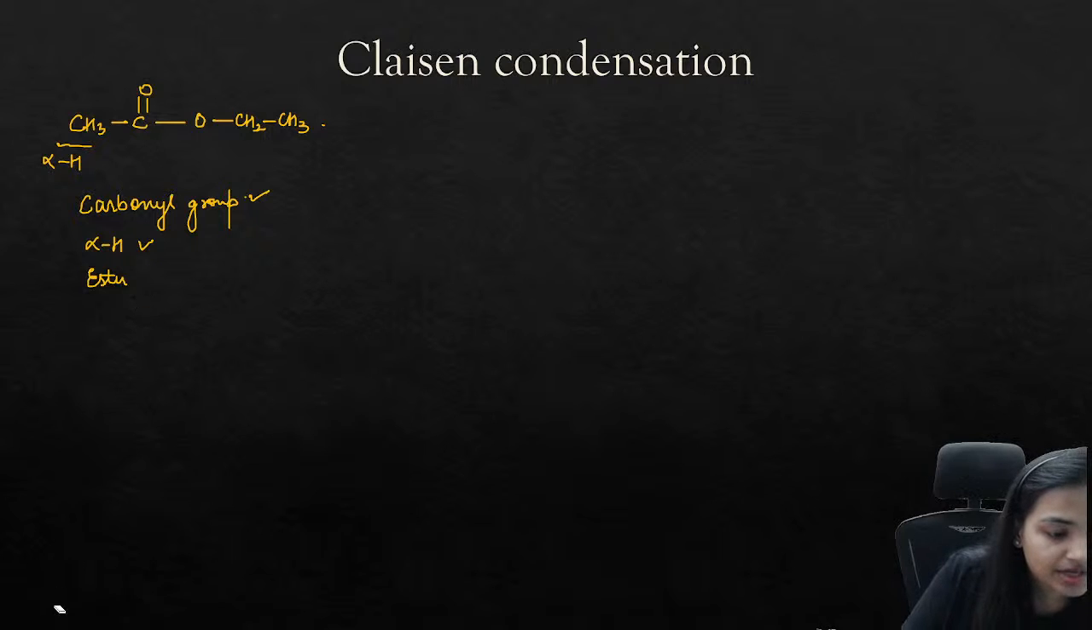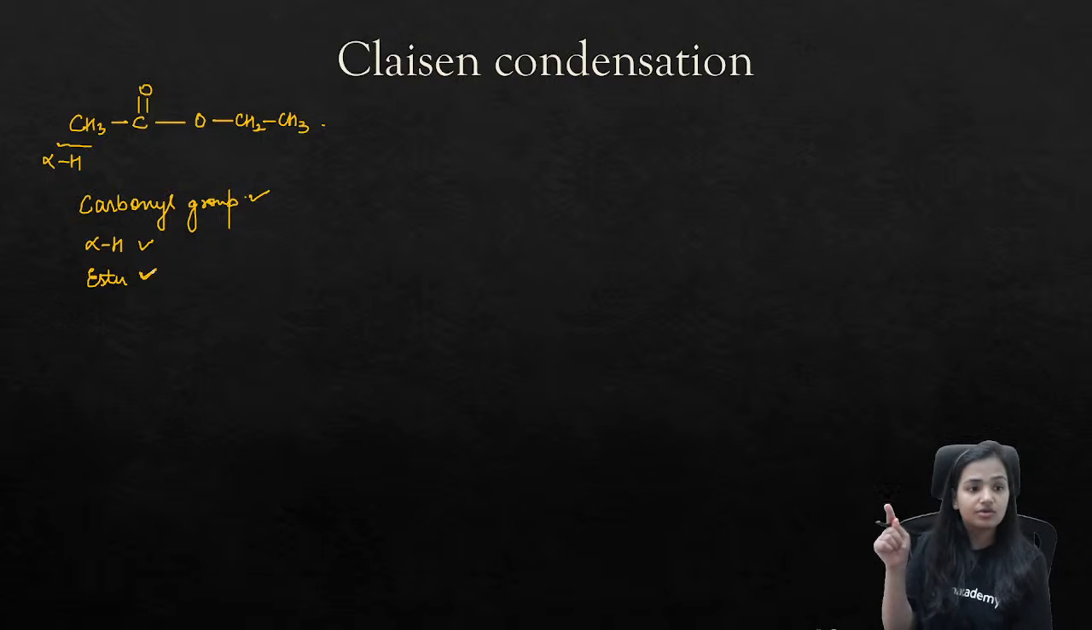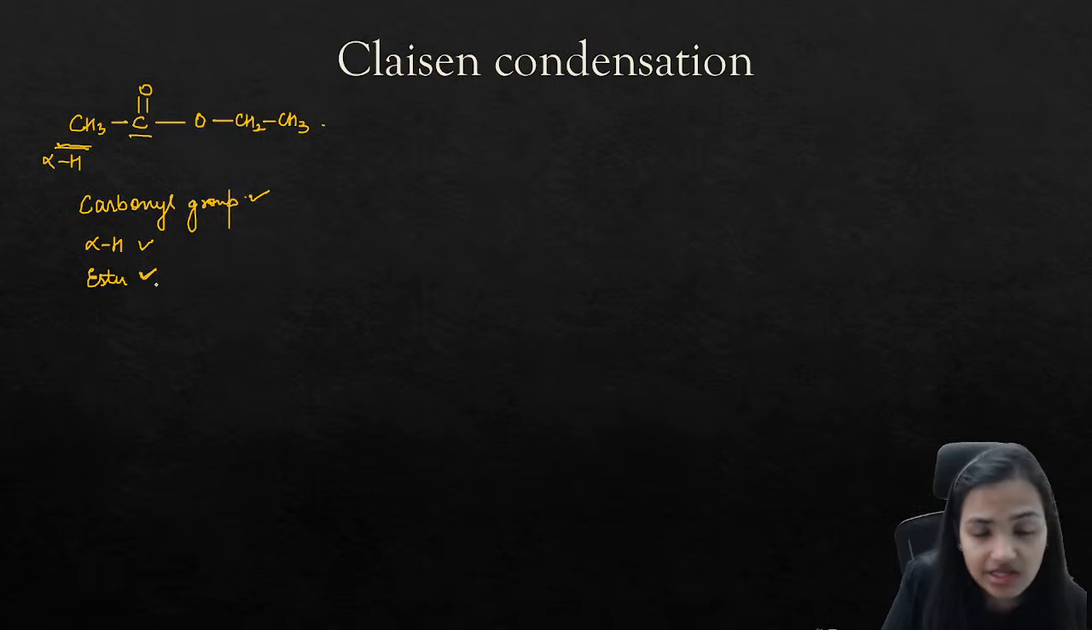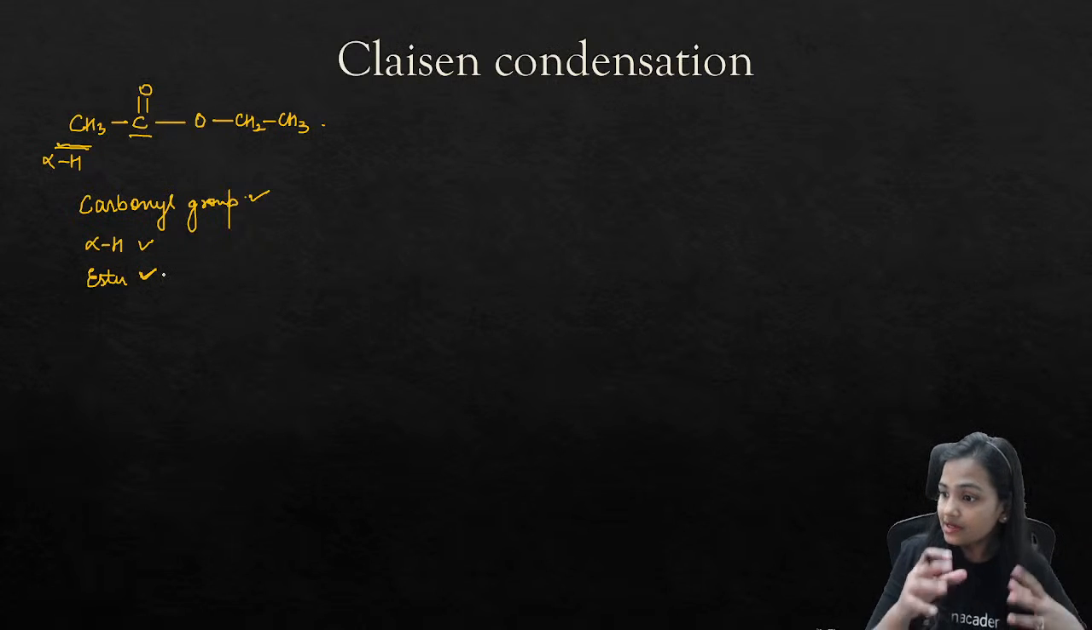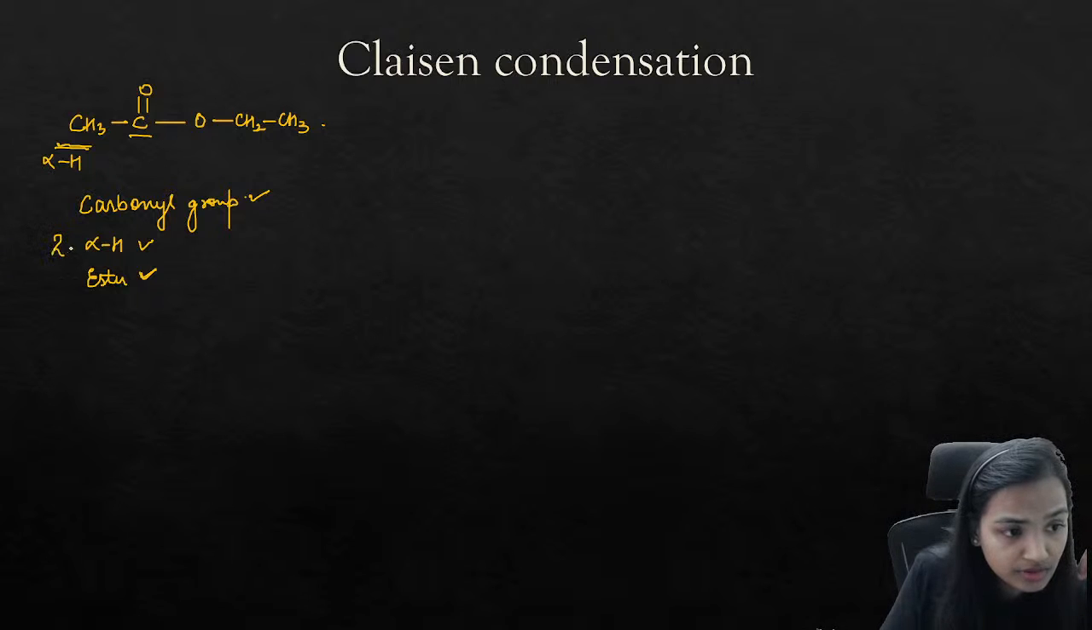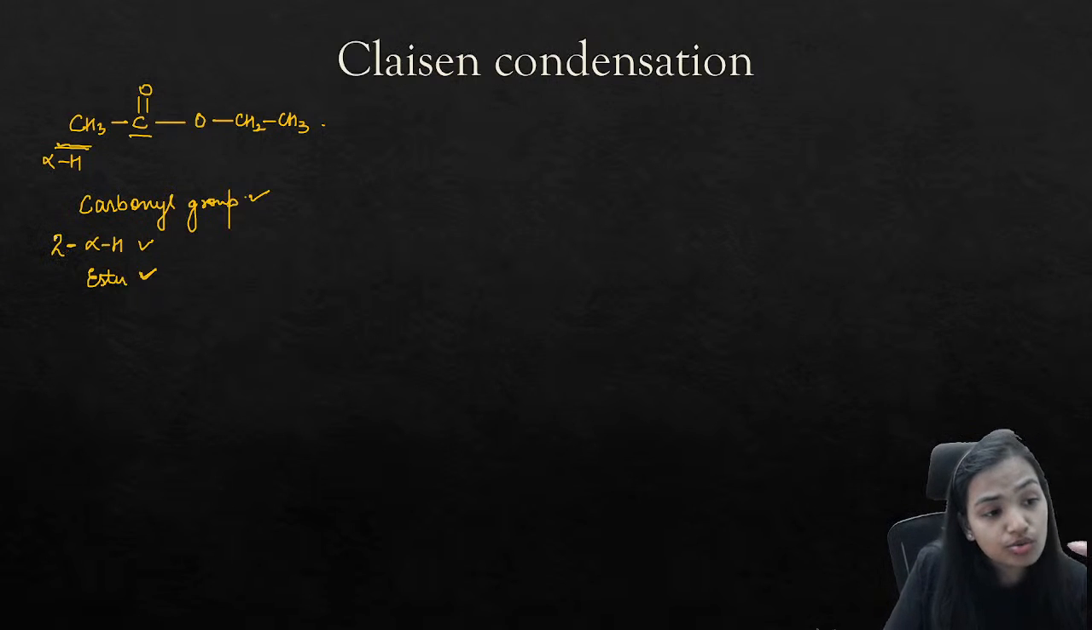So here what we will be having? We will be having the presence of esters. Carbonyl group, yes, of course we have this as a carbonyl center. We have the alpha hydrogen, but we have the esters. And there must be 2 alpha hydrogens. There is one more confirmation: there must be 2 alpha hydrogens.